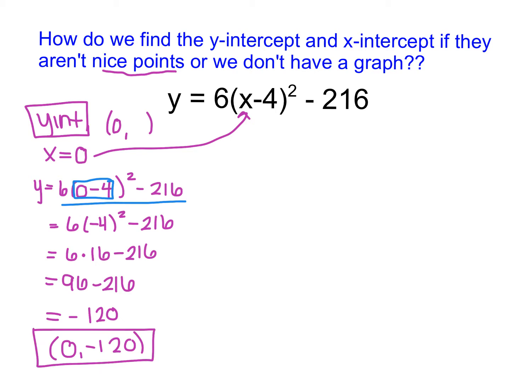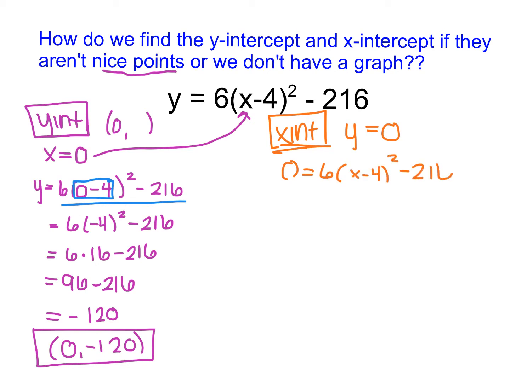So now let's flip this around. Let's look for our x-intercepts. In order to find x-intercepts, we need to find the point or points where our graph crosses the x-axis. We know that these are coordinate points, and what we know about these points is that they are the x values when y is equal to 0. So we cross the x-axis when y is equal to 0. So what we're going to do here is set 0 equal to, because y is now equal to 0, 6 times x minus 4 quantity squared minus 216.